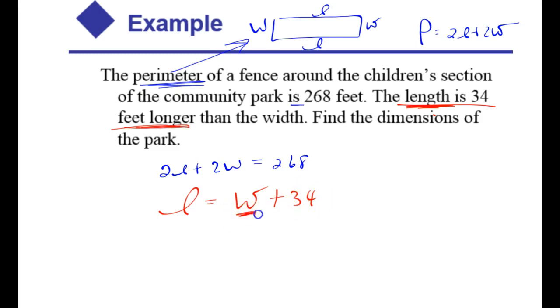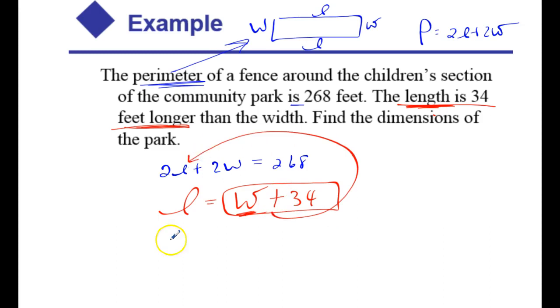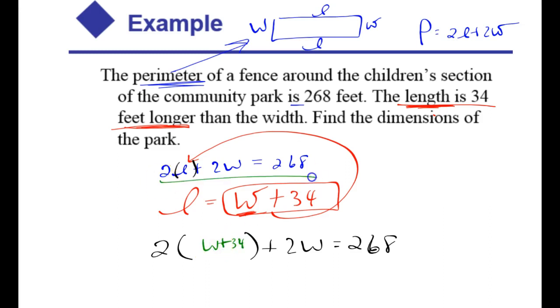So this looks like I've set it up pretty good for substitution. I've got L is equal to W plus 34, so I'm going to plug that in for the L value. So instead of 2L plus 2W equals 268, I'm going to replace L with parentheses, and then in the parentheses goes my W plus 34. Again, I would really strongly recommend you rewrite the whole equation by replacing L with the parentheses.